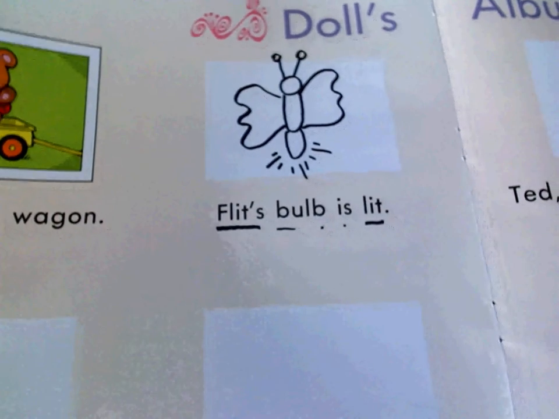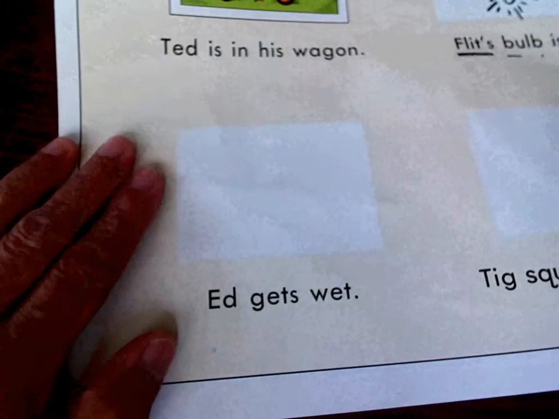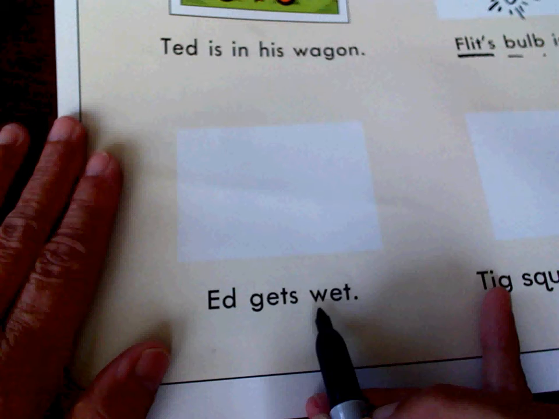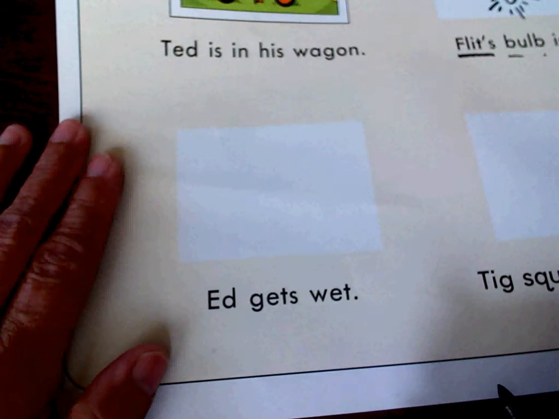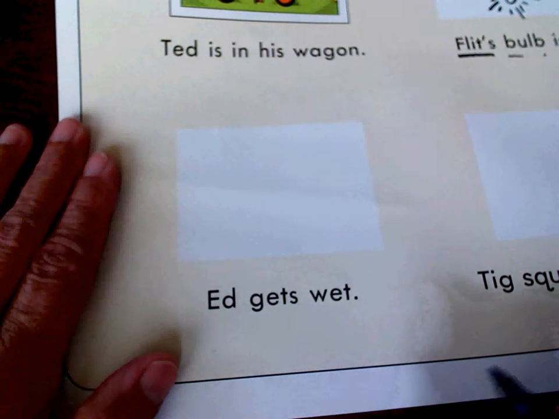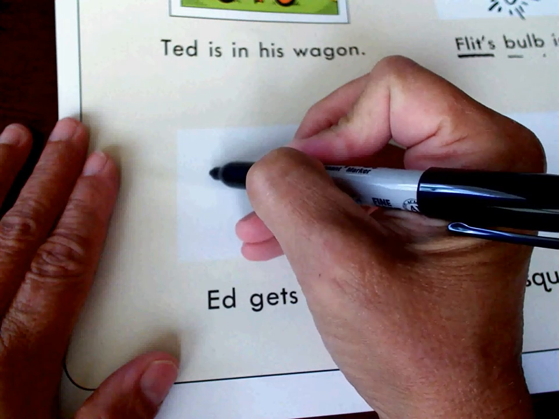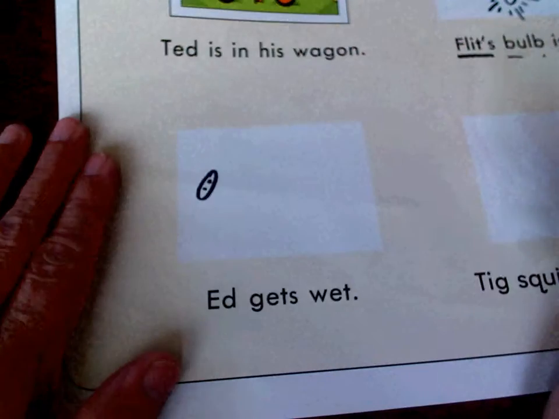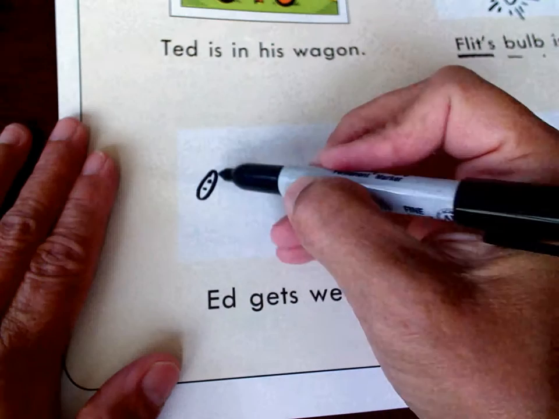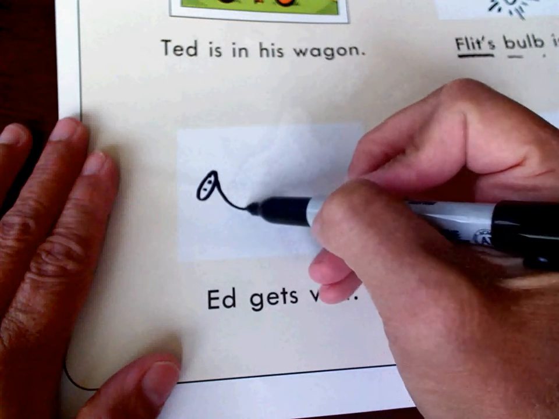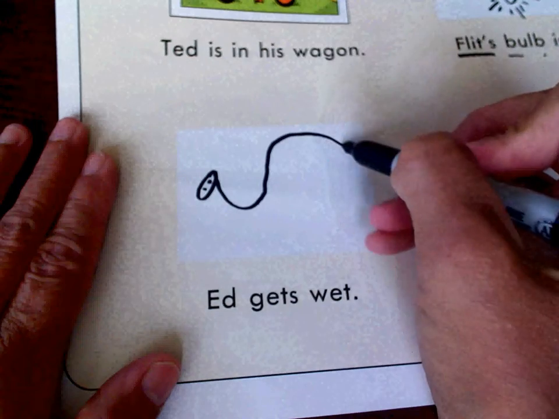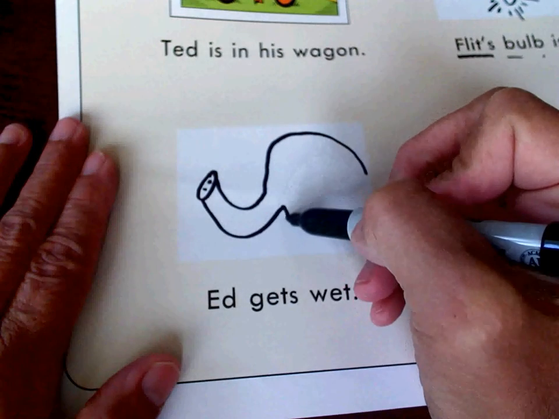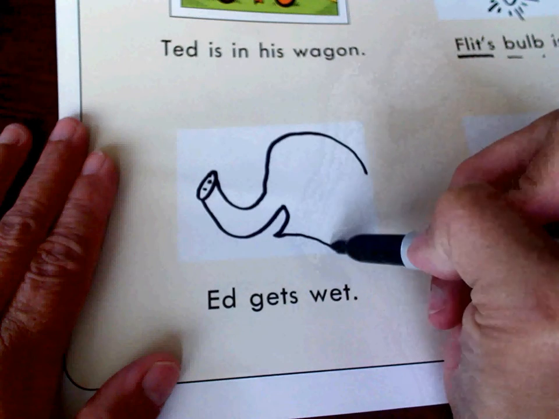Okay, now let's look at this sentence. Ed gets wet. If you remember, Ed is the elephant. So we're going to draw an elephant. I want to start with an oval like this and 2 holes like that. That's going to be the nose of the trunk. Then we're going to make the trunk by doing a line up like this and over and then up. And then we're going to give him a little mouth and over.